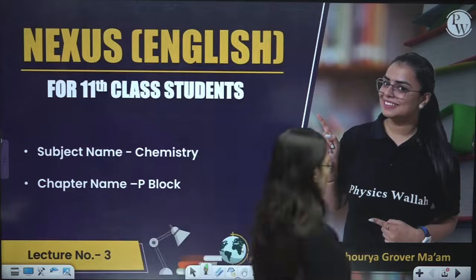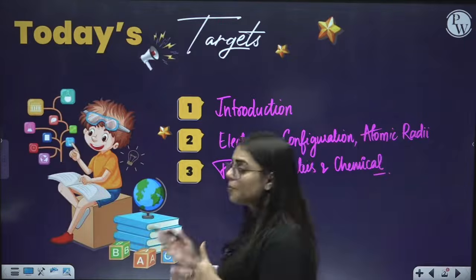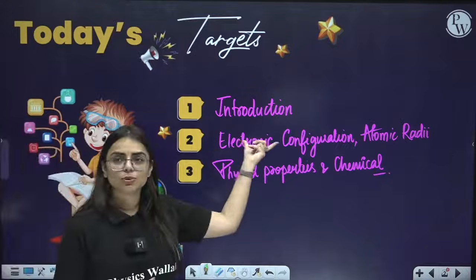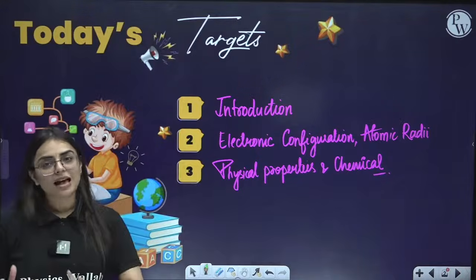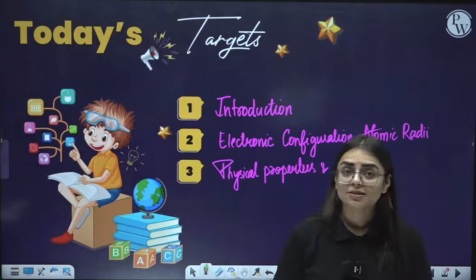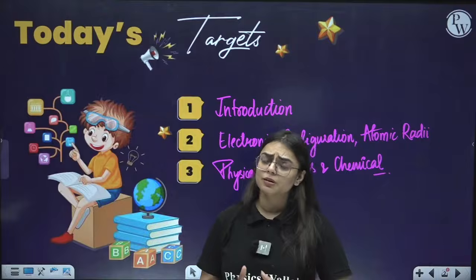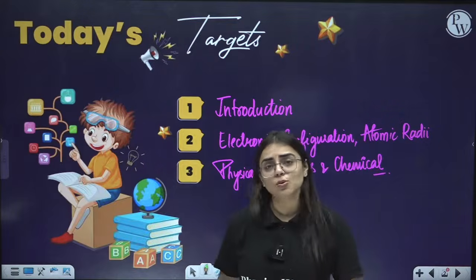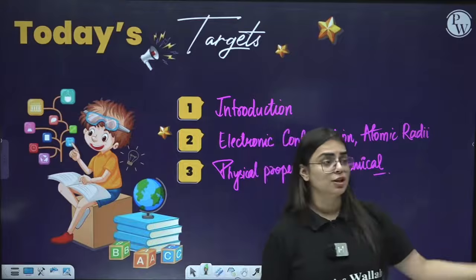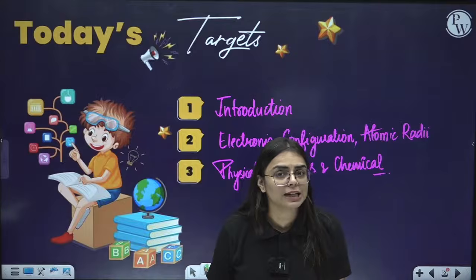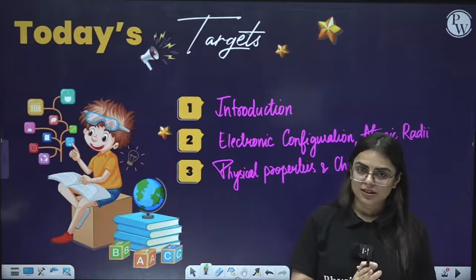Okay. So now ma'am, how are we going to proceed? What are the topics we are going to cover in today's segment? So basically students, we are going to start with the introduction part. What exactly is group number 14? What is it referred to as? What are the elements present over here? And why are the elements present under group number 14 only? Why are those elements not placed under group number 13 or 15 or under S block? What is the reason behind it? So we are going to understand that as well.